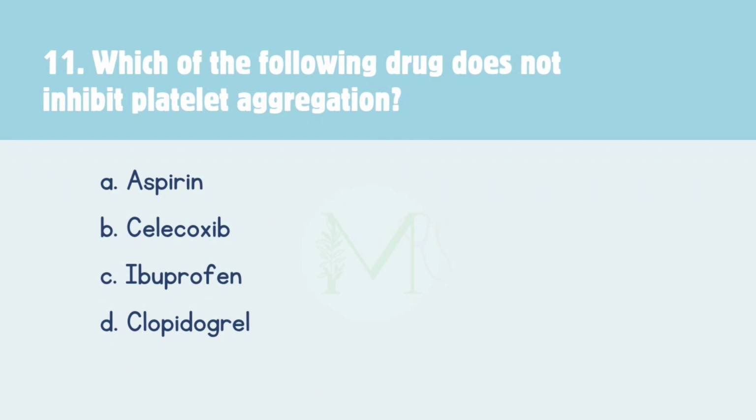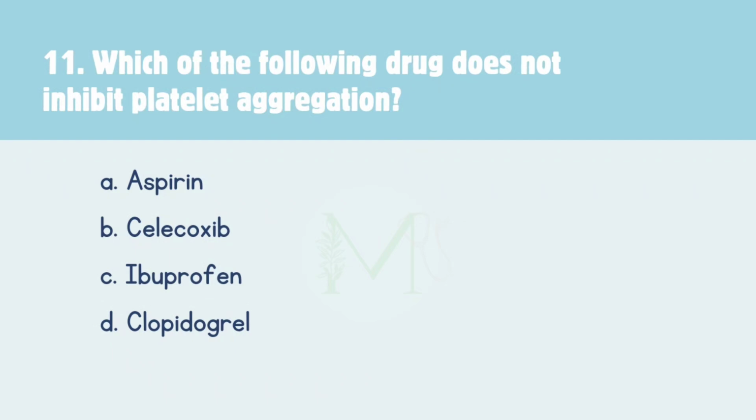Which of the following drugs does not inhibit platelet aggregation? The options are aspirin, celecoxib, ibuprofen, and clopidogrel. Platelet aggregation is a process where formation of blood clots occur. Some drugs, especially NSAIDs and antiplatelet agents, inhibit the process to reduce the risk of clot formation. Aspirin irreversibly inhibits COX-1, which is essential for thromboxane A2 production, a substance that promotes platelet aggregation. Therefore, it inhibits platelet aggregation.